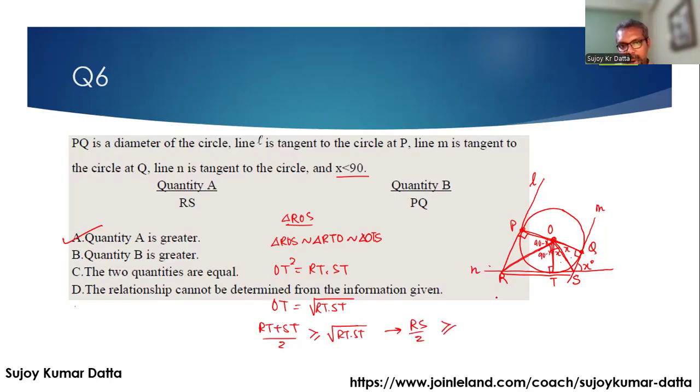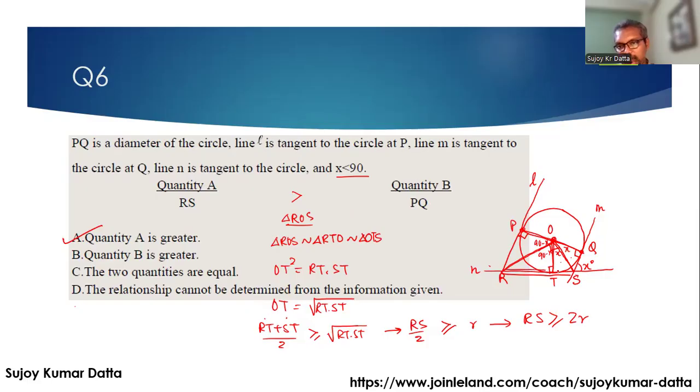Greater than or equal to RT times ST over OT, which is the radius. So if I cross multiply, RS is greater than or equal to 2R, which is PQ. So RS is greater than or equal to PQ. The equality happens when the arithmetic mean and geometric mean are equal, when RT and ST are equal.